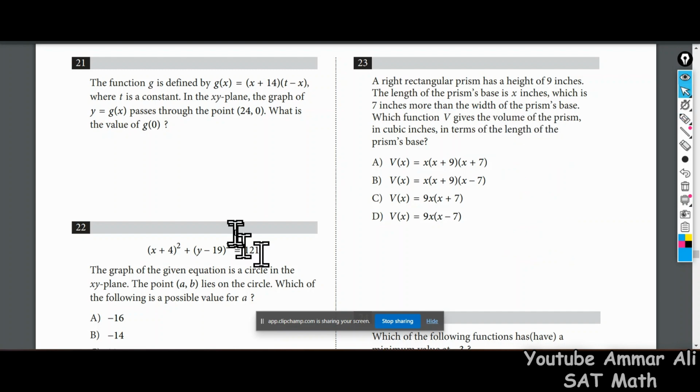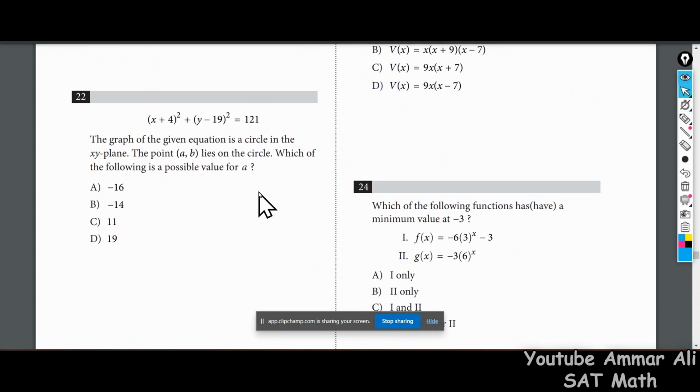Moving on, we're going to go to question 22. The graph, so yeah, this one is a circle problem, right? All we have to do here is understand, one, what is the center of the circle, and two, how far left and right on the x-axis can we go, or rather, what is the radius, right? So the center is going to be the point where x is equal to -4. Let me write that a little bit better.